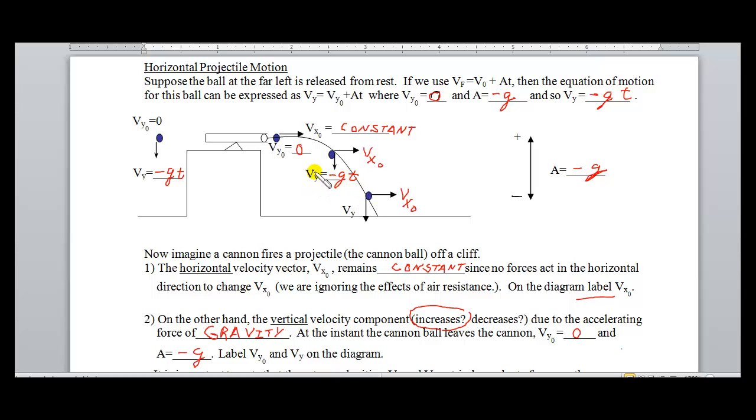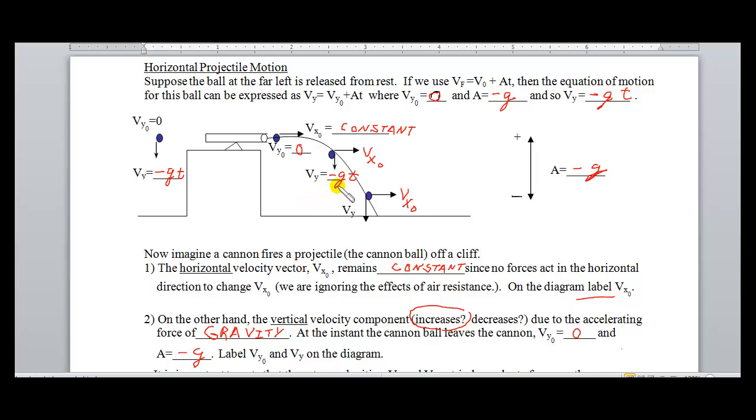At t equals 0, Vy sub 0 equals 0. In other words, this equation for the vertical velocity is the same as it was for the object released from rest, because we have two independent motions occurring here. That is, this object will fall downwards regardless of whether it has a horizontal velocity or not, and it will fall at this particular rate. Vy equals minus gt.